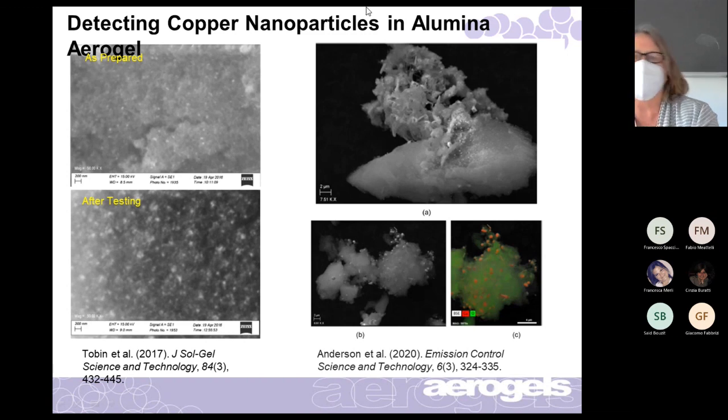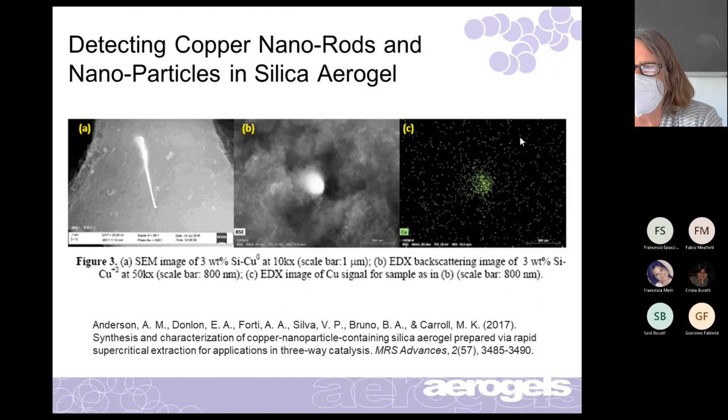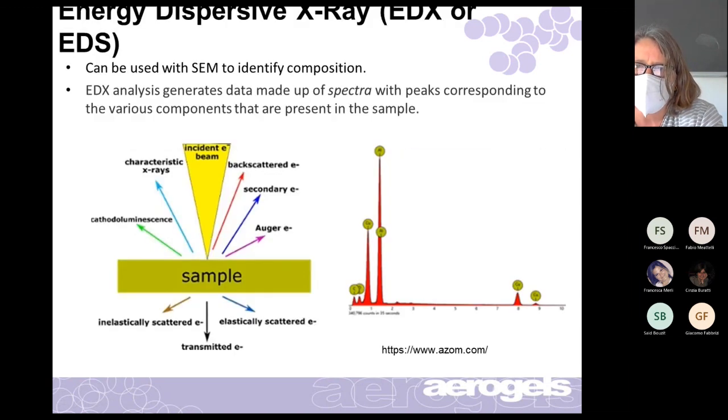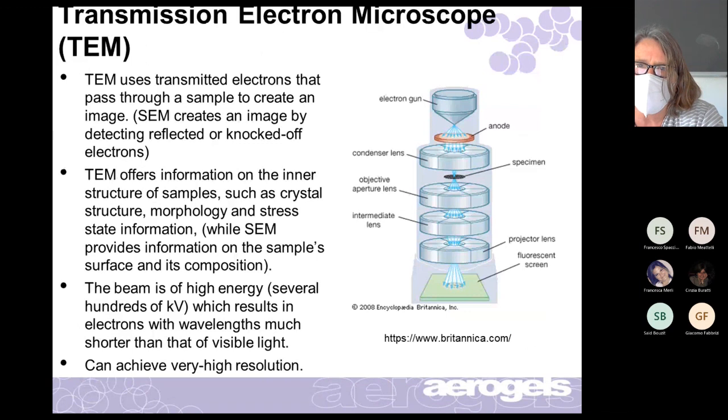Okay, so I did say back up here, right? It's possible that these are all the copper nanoparticles that we put in there, about the size of what we put in, but we just don't have the ability to detect at that scale with the SEM. So another way to get better resolution is to use a tunneling electron microscope or transmission electron microscope.